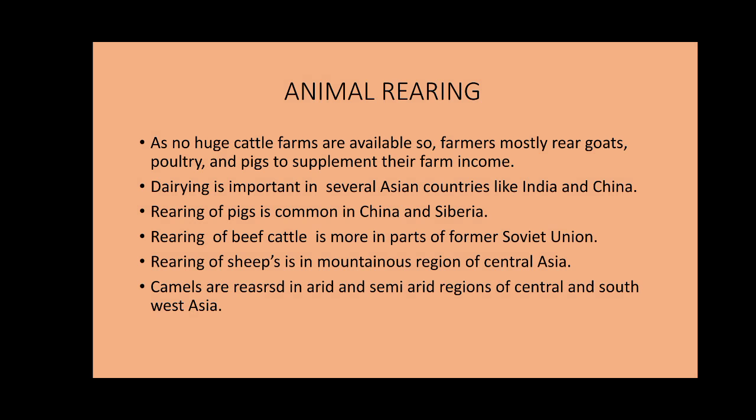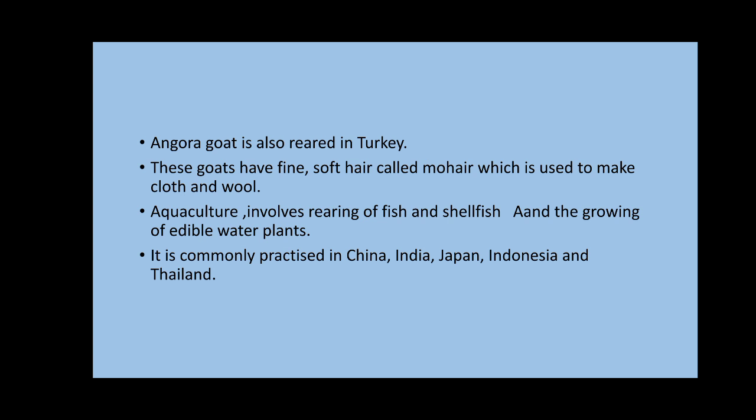Rearing of sheep is in the mountainous region of Central Asia. Camels are reared in arid and semi-arid regions of Central and Southwest Asia. Angora goat is also reared in Turkey. These goats have a fine soft hair called mohair, which is used to make cloth and wool.